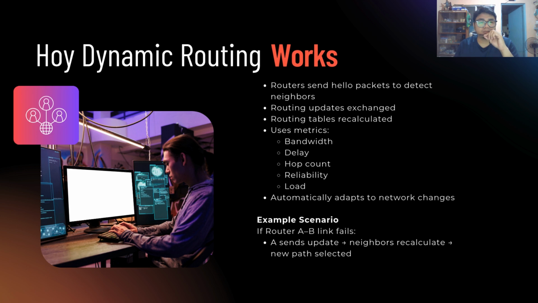For example, if the link between routers A and B suddenly fails, router A immediately notifies its neighbors. Those routers propagate the update, and within seconds the entire network adjusts, selecting the next best available path.